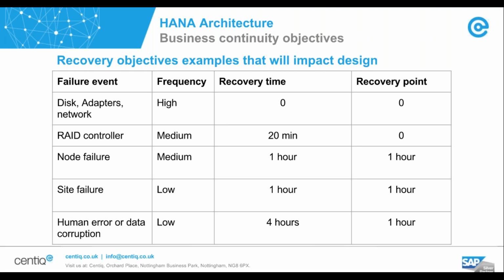So here I've gone from the most likely things to happen at the top, so disk adapters, networks, and you'd expect to be able to recover from those very, very quickly if there was one of those failures. Then progressively down the table, you get things that are less likely to happen, but can have a bigger impact, and then you probably have a higher acceptance time.